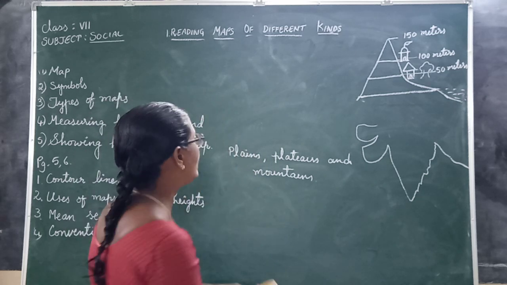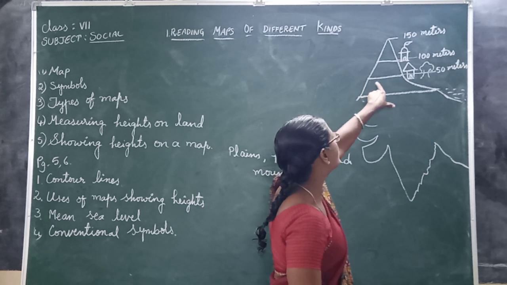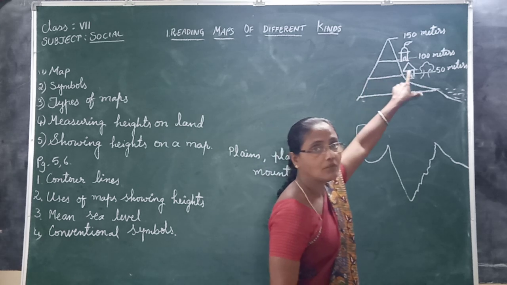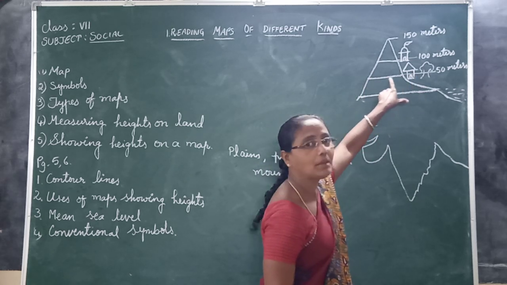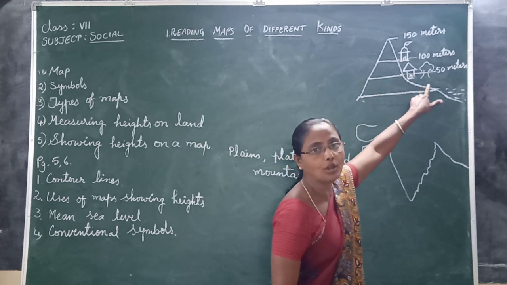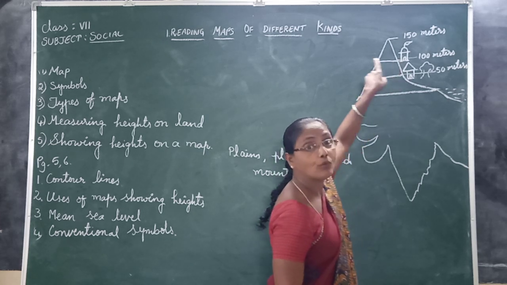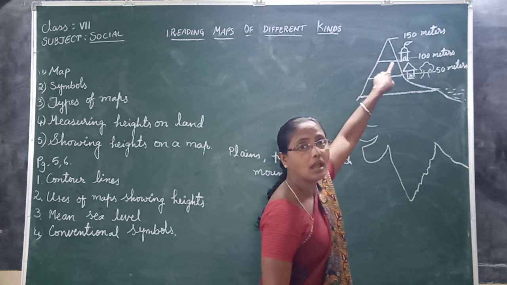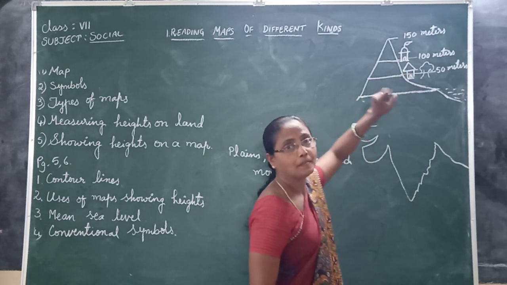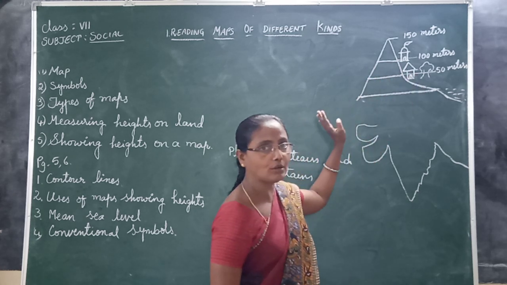Okay. Here you have to see this picture. One line is passing through this village. This is the 50 meters contour line. One line is passing through the temple. This is the 100 meters contour line. Okay, are you able to understand?